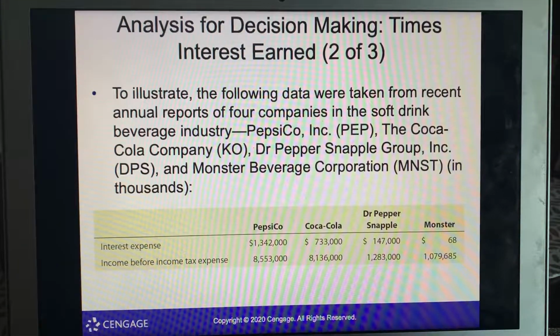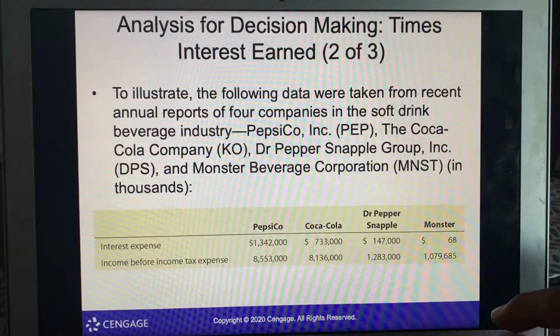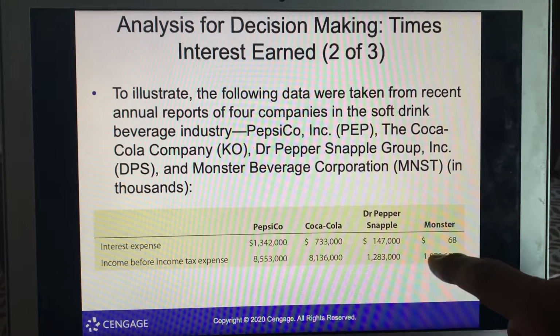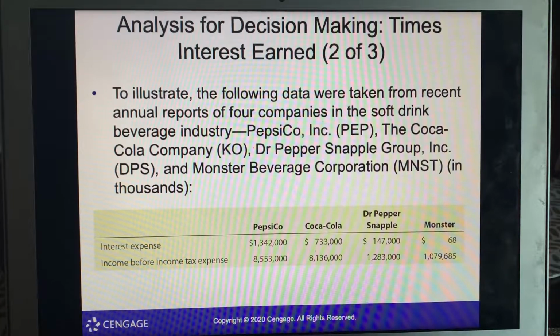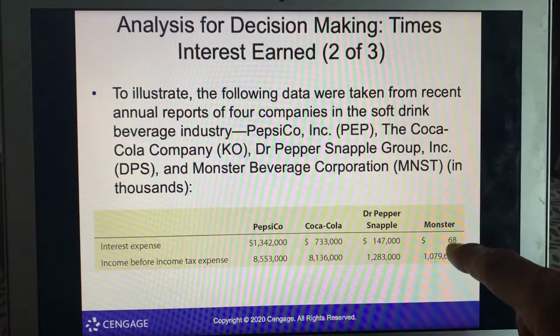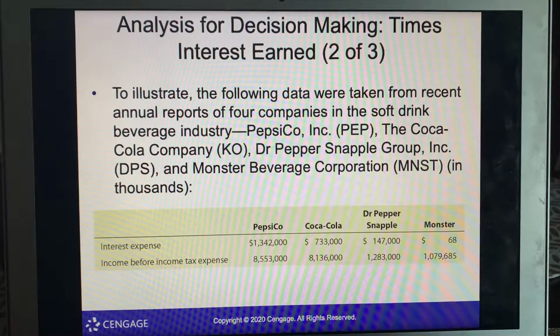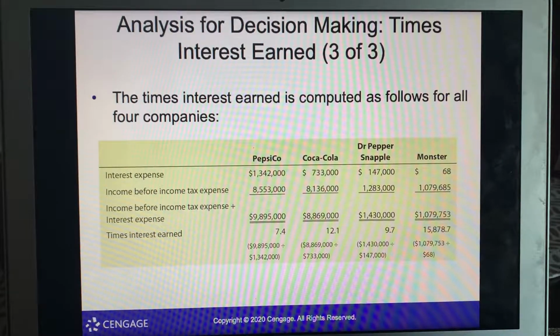So then here's some examples: Pepsi Company, Coca-Cola, Dr Pepper, Snapple, and then Monster. So there's our interest expenses, income before income tax is right there, and then interest expense for each of these is right there. Wow, look at that, 68. So here's what we're looking at.